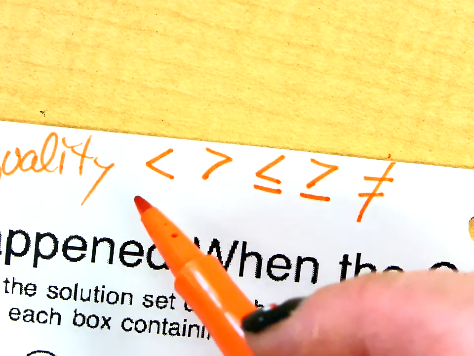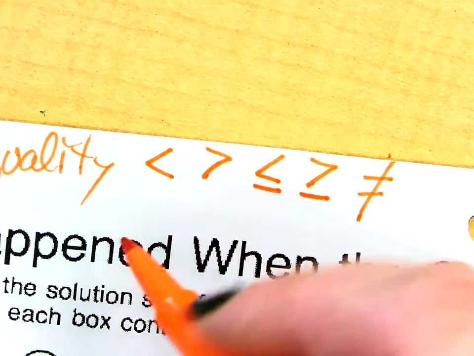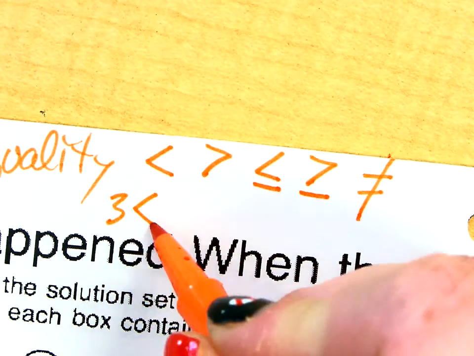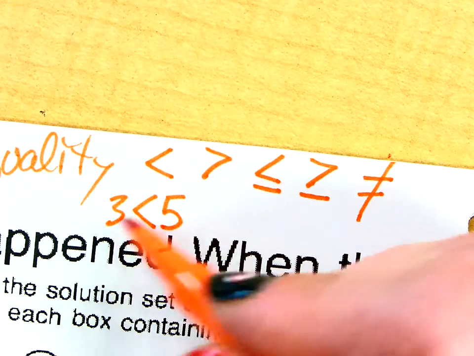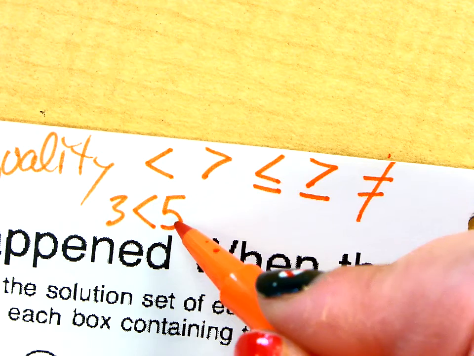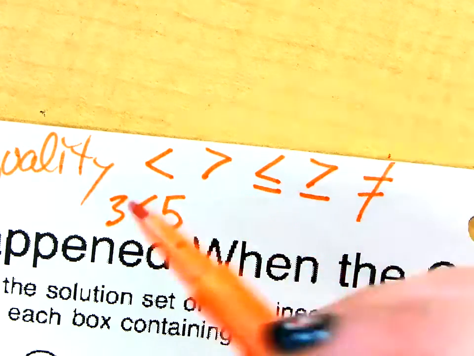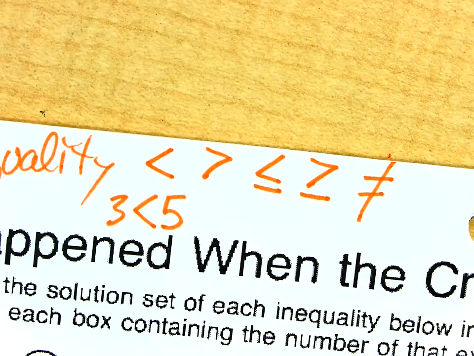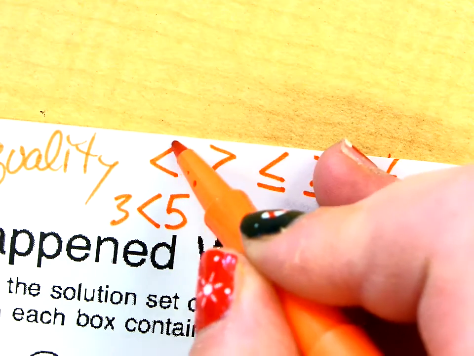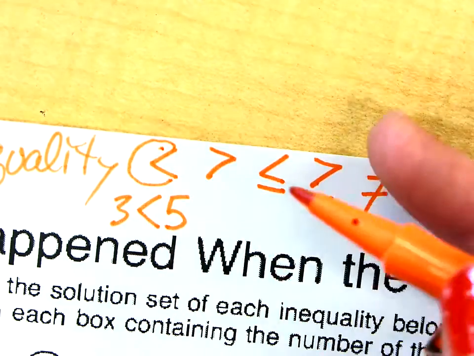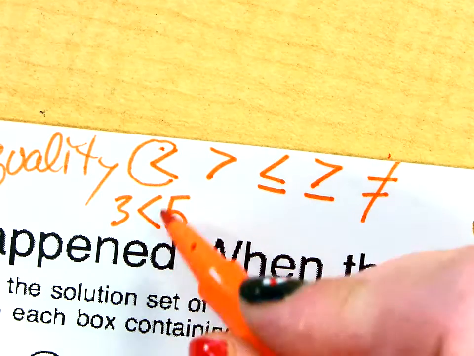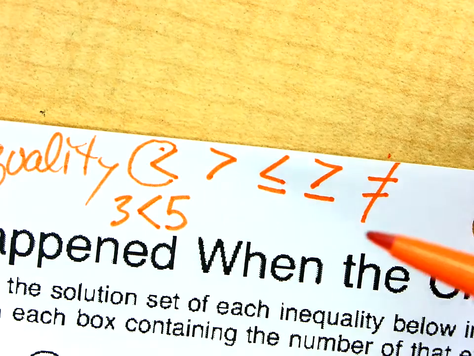Well, it's confusing when there's not things on both sides. Let's say I had 3, this symbol, and then 5. How do you say that out loud? 3 is less than 5. Right. If you turn this thing into a Pac-Man or an alligator or whatever, he's going to eat the bigger number. So whichever number is bigger, the mouth is going to eat it.